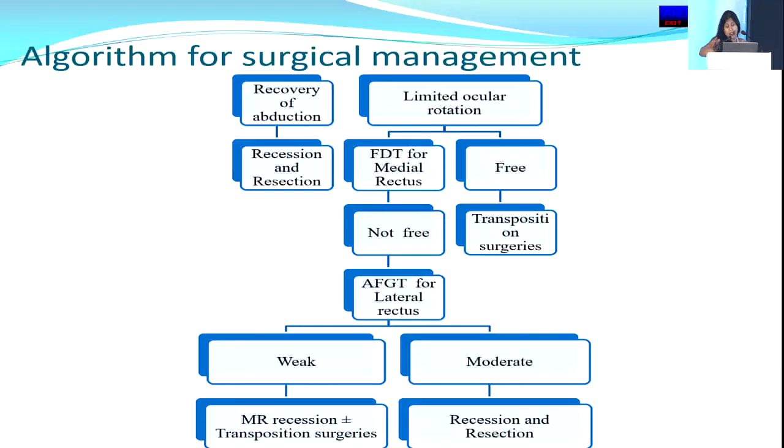In sixth nerve palsy, because the other muscles are functioning very well, you have a whole range of surgeries you can do. Depending on the recovery of abduction and the amount of deviation, you may choose to do a recession resection procedure or a transposition procedure. The algorithm says that if you have a good recovery of abduction, you may choose a recession resection. If you have limited recovery of abduction, depending again on the status of fibrosis of the medial rectus, you have to decide whether you want to recess the medial rectus or not, along with the transposition surgeries.